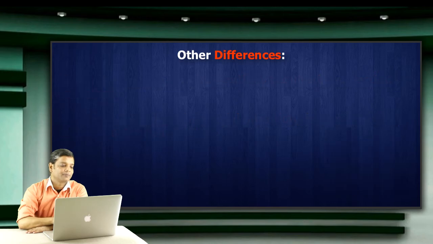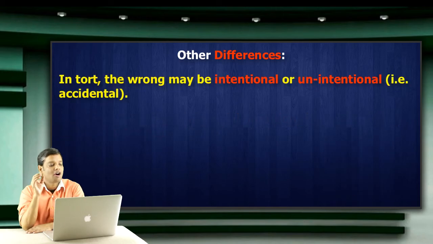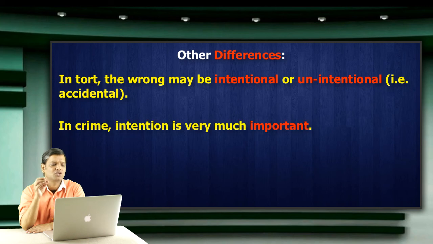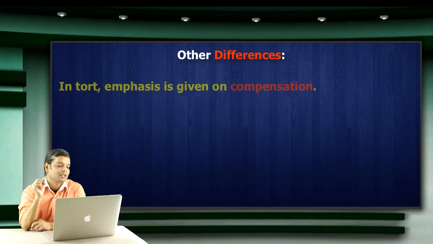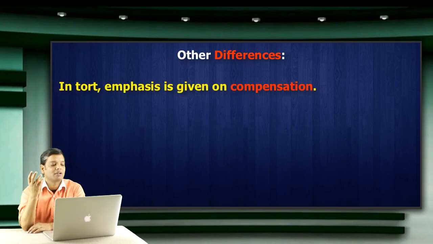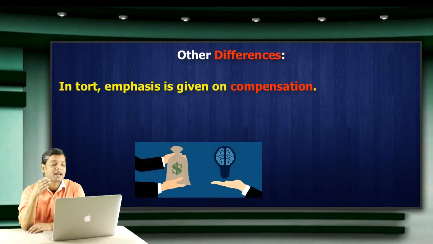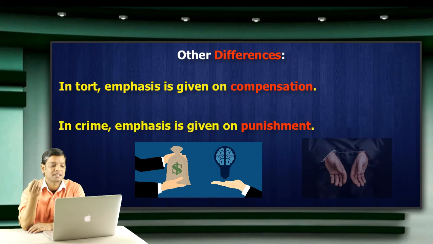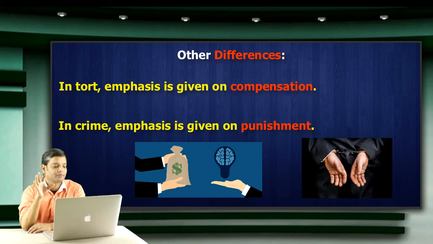Next one is, in tort, the wrong may be intentional or unintentional, that is accidental. Whereas in crime, intention is very much important. Without intention, it is very difficult to prove the guilty mind. Next one is, in tort, emphasis is given on compensation, whereas in crime, emphasis is given on punishment.